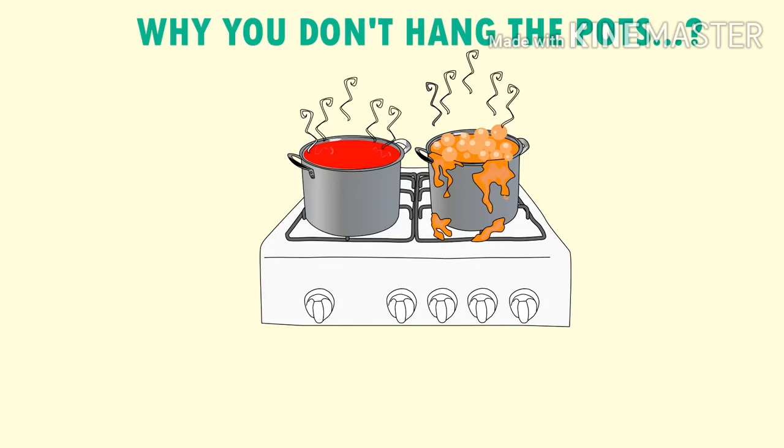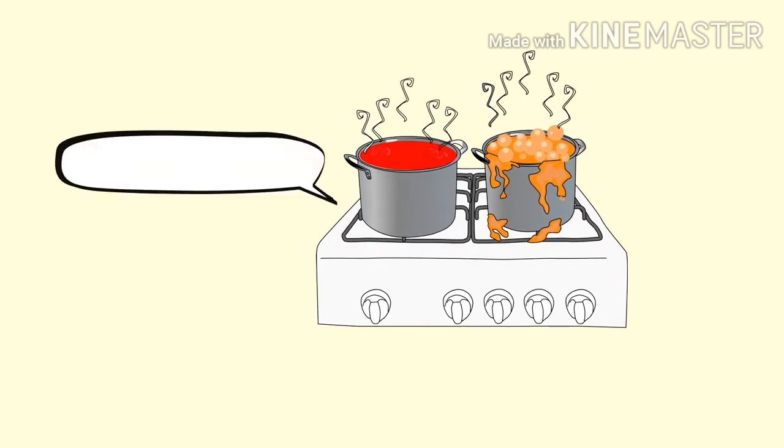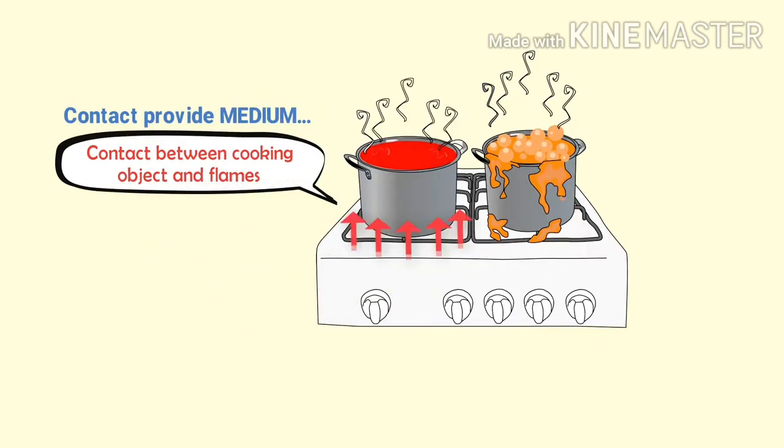So you aren't doing so. You always place the object straight above the fire. It is because there will be contact between your cooking object and flames. Thus, this contact will provide a medium for heat energy, due to which the heat energy or thermal energy of the flames would transfer to your cooking object, and food will be cooked this way.